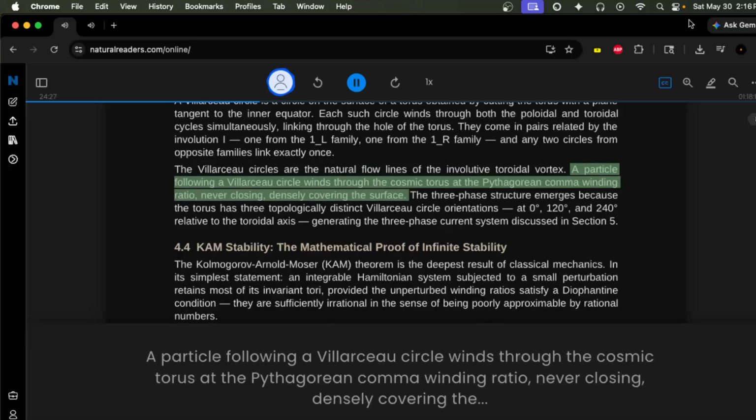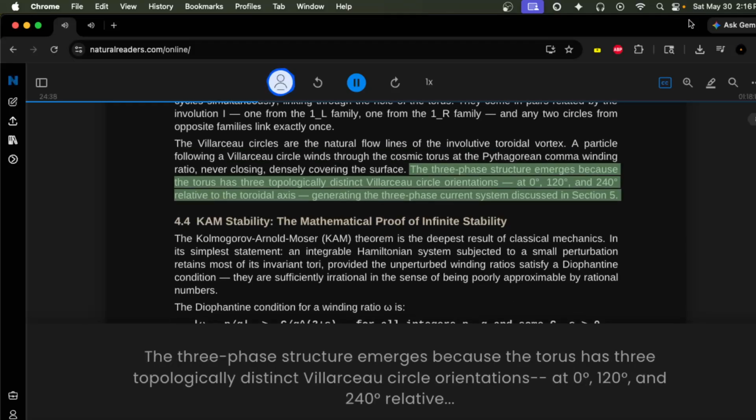A particle following a Villarceau circle winds through the cosmic torus at the Pythagorean comma winding ratio, never closing, densely covering the surface. The three-phase structure emerges because the torus has three topologically distinct Villarceau circle orientations, at 0 degrees, 120 degrees, and 240 degrees relative to the toroidal axis, generating the three-phase current system discussed in Section 5.